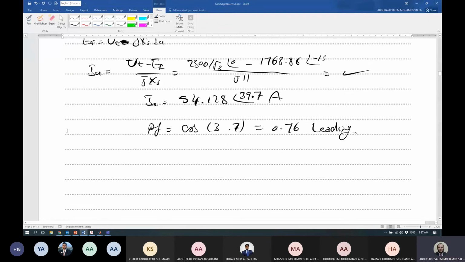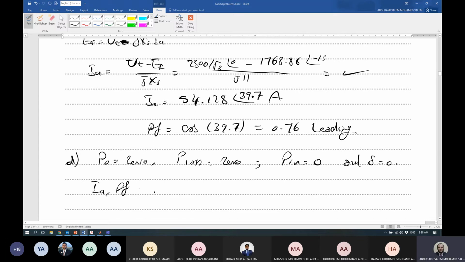In part D, P out equals 0 and also P loss equals 0, so P input equals 0 and delta also equals 0. We need to calculate the current and power factor. It's stated that the load is thrown off. Does it mean the excitation voltage is different?